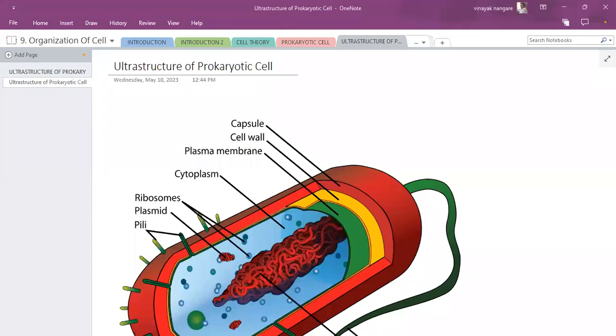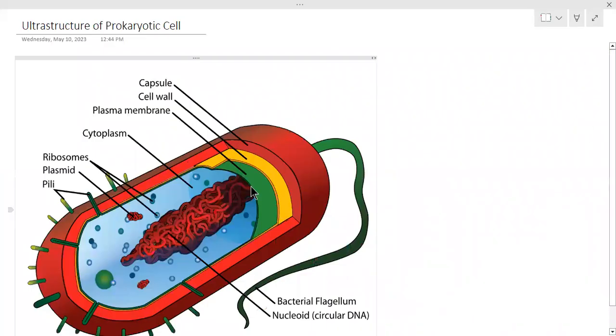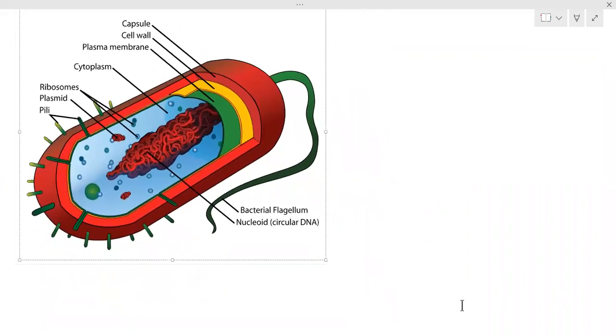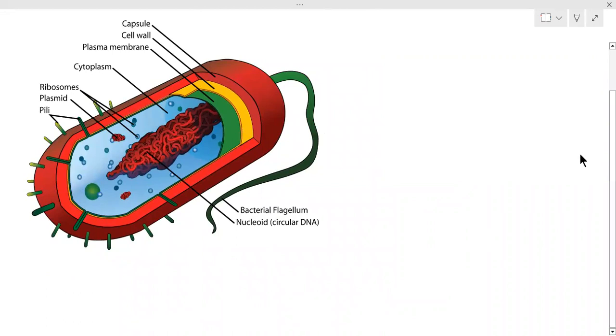Okay, everybody, I am sharing screen. What we are studying is the ultrastructure of the prokaryotic cell. What do you mean by ultrastructure? Ultrastructure means internal structure. Now, in this picture, you see a bacteria, and this bacteria's internal structure we are going to study. Different parts of bacteria we are going to study.